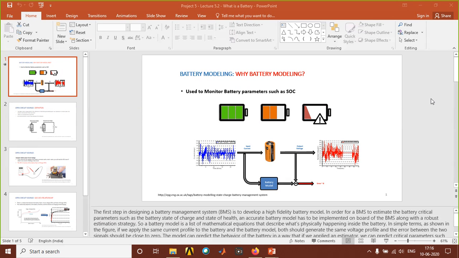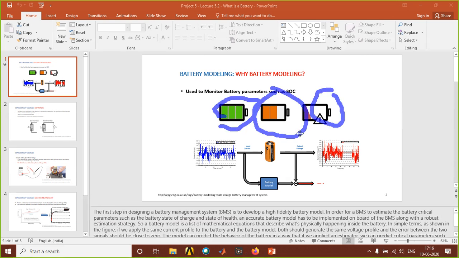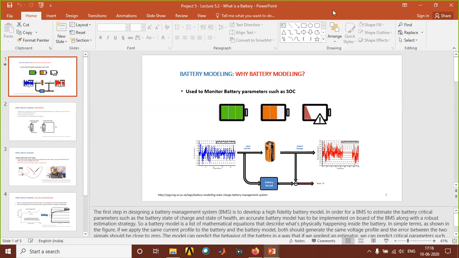Okay, fine. So on the screen you can see we have three images: full battery, half battery, and battery at critical level. This is the exact battery, and this is the battery model, which means our math model. What we are going to do is give input in the form of current.